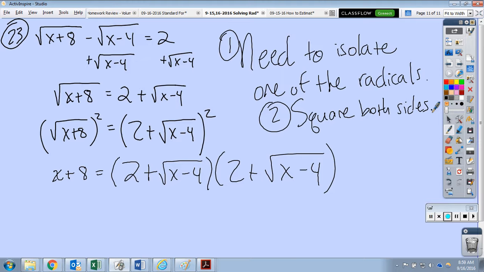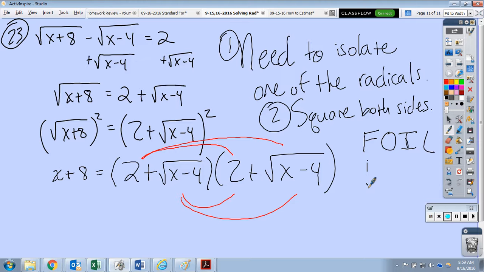So what's the process that we learned? FOIL. It's 2 times 2. The order doesn't matter, just make sure each term is multiplied with each term of the other guy. But FOIL is a very convenient way to think about it. FOIL means first, outside, inside, last.